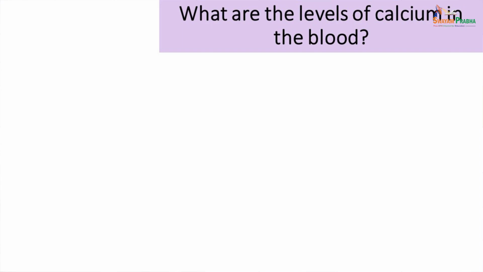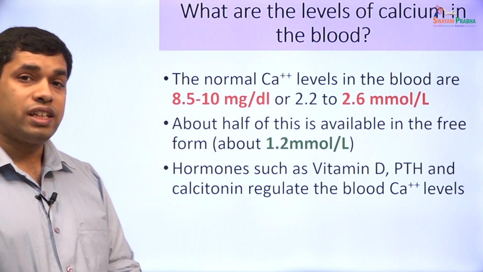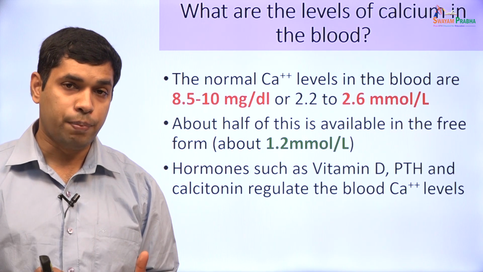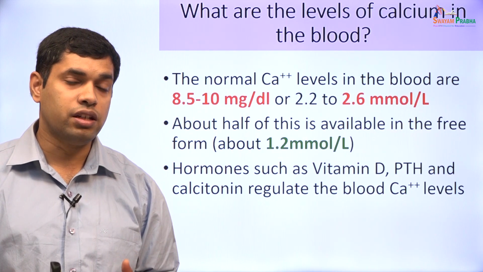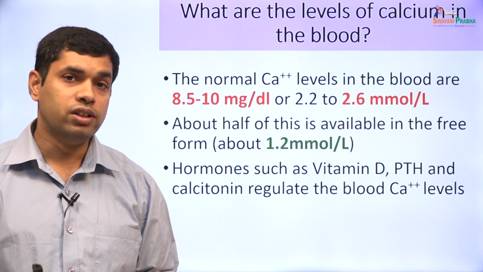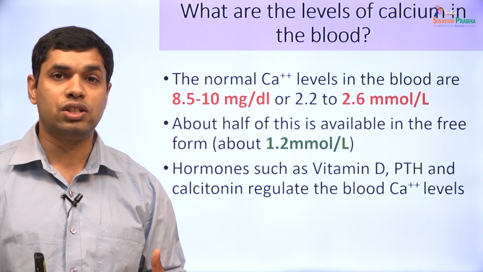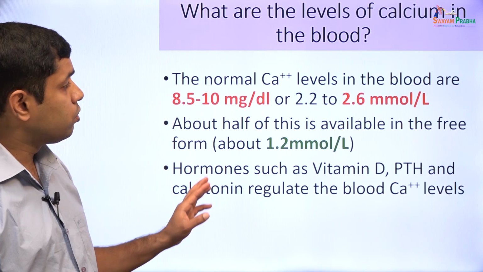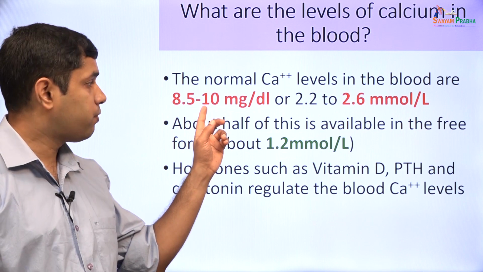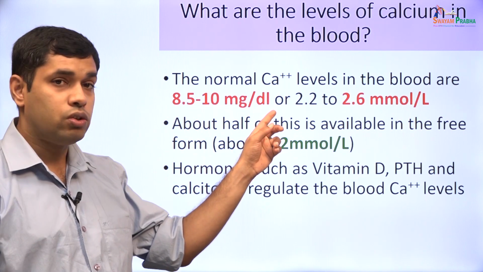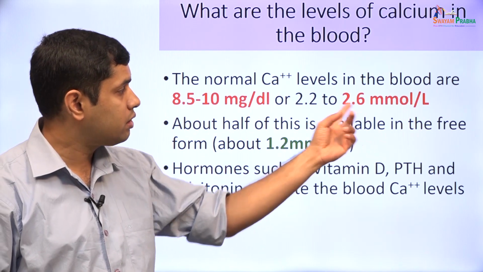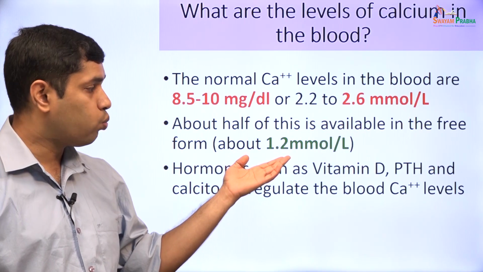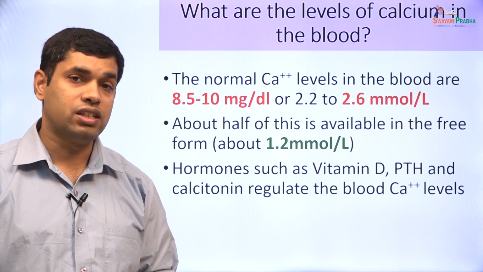Let's start off with the levels of calcium. If you look at the levels of calcium in the blood, it's important to know that calcium in the blood exists in two forms: a free form as well as a bound form. About half the calcium in the blood is bound, and the free calcium is only about half of it. The calcium levels in the blood are about 8.5 to 10.5 milligrams per deciliter, or, in millimoles per liter, 2.2 to 2.6, and only about half of it, about 1.2, is available as the free form.